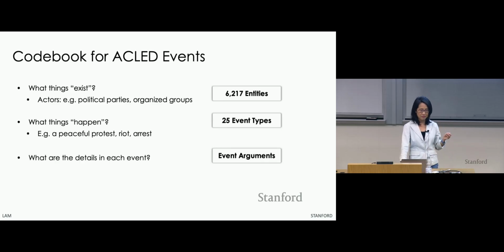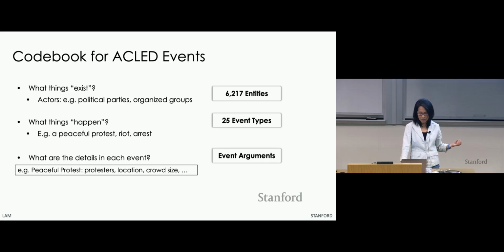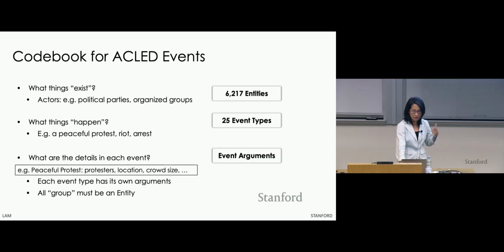And for each kind of event, there are details. If you tell me about peaceful protests, you want to know what the protesters are, the location, the crowd size, and so forth. A different kind, if it involves weapons, then what weapons? If there are deaths, how many deaths, and so forth. So every event has a set of arguments. And if I refer to an actor, a group, then I have to refer to the entity in the database so that we can log everything that particular entity does.